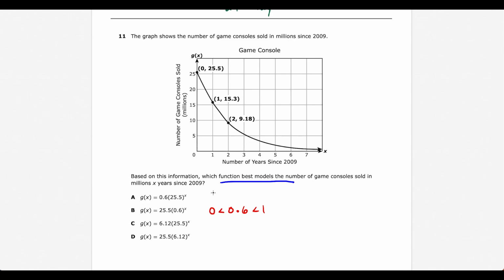Notice the base here, 25.5, is a big number. That's greater than 1. And if I raise 25.5 to some power, that's going to be exponential growth going up like this. Same thing with choice C here. We have a base of 25.5, which is greater than 1. So this would look like this, and then also 6.12 is smaller than 25.5, but it's still greater than 1. So choice D would look something like this. So I'm confident in choice B.